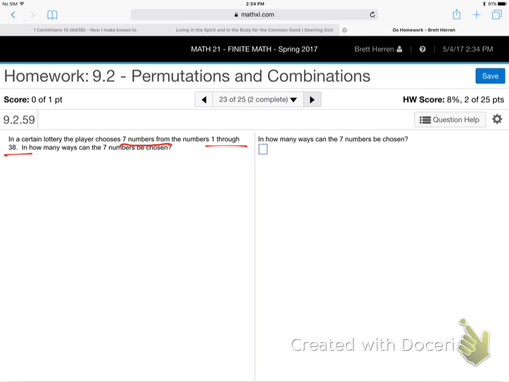Anyway, basically the same idea. Out of 38 numbers, choose 7. You with me? There's nothing about order here. They said nothing about order for second, third. They just said the numbers. If they don't specifically imply order, you don't do P. So somebody get that number. What is 38C7?